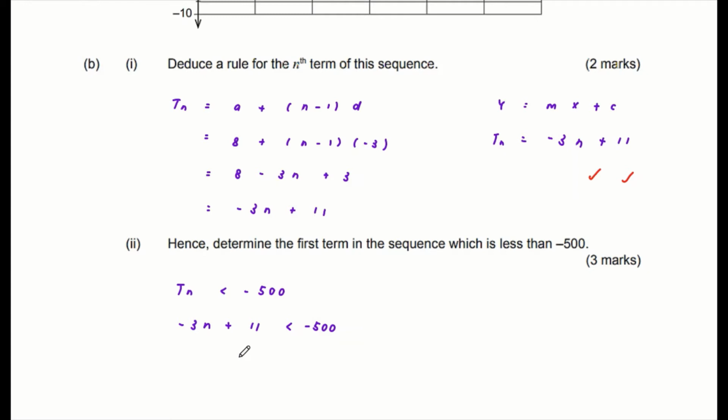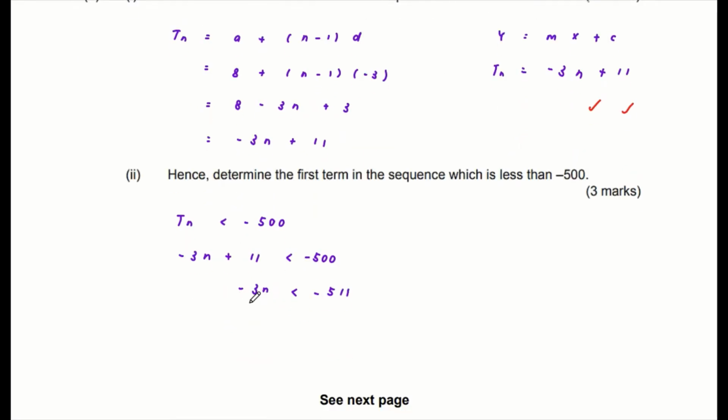Alright, and now we will solve it. So in this case, we get -3n less than -511. When you are solving this inequality and you divide by a negative number, you know that you should flip your inequality sign. So this is how you get n will be greater than 511 divided by 3. It's the same thing when you put the negative, the answer is just the same. So n will be greater than 170.33. This is how you can get the answer.